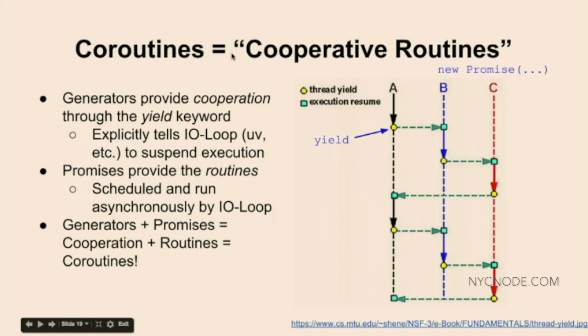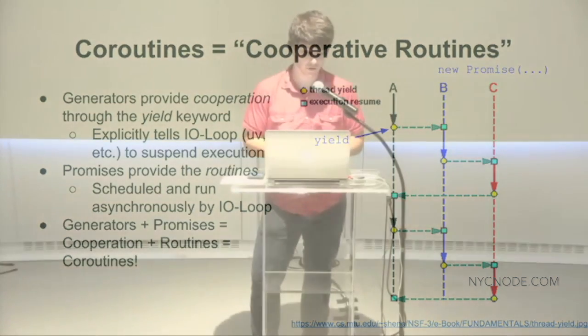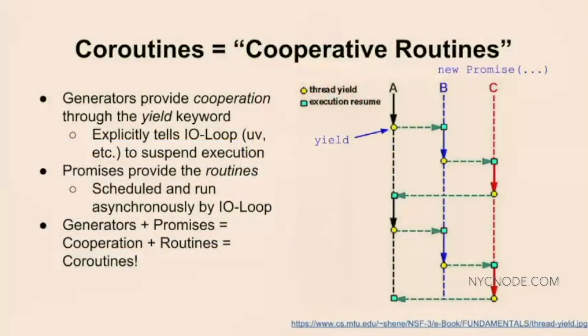When you put those two together, once a promise is done running, you can yield a promise. When that's done running, it can resume the generator with the fulfilled value. And putting that generator and promise together gives you that cooperation and routine, hence your coroutines, right?